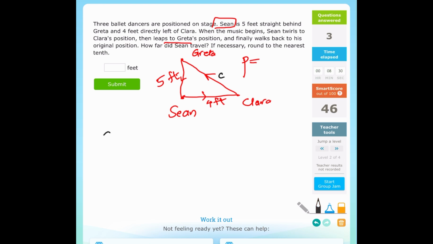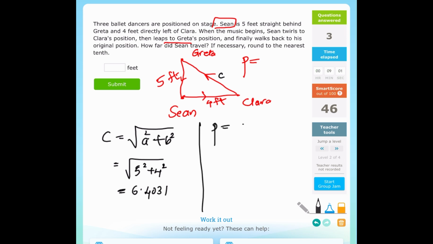To find C, we're going to use the shortcut, which is the square root of a squared plus b squared. So here we have 5 squared plus 4 squared. That will give us 6.4031. Perimeter equals the sum of all three sides, which is a plus b plus c. So here a is 5 and b is 4 and c is 6.4031. That gave me 15.4031.